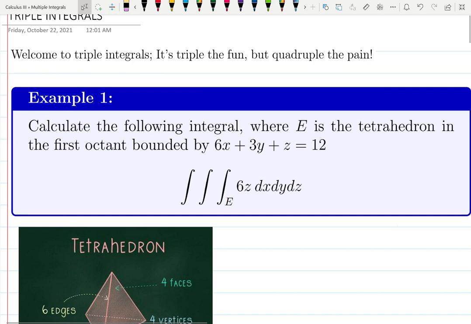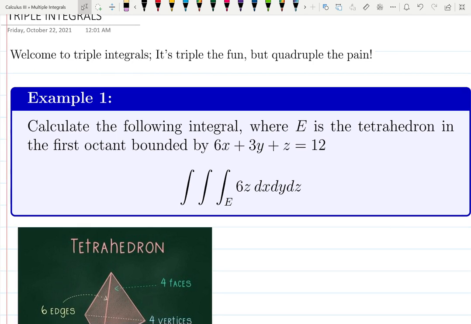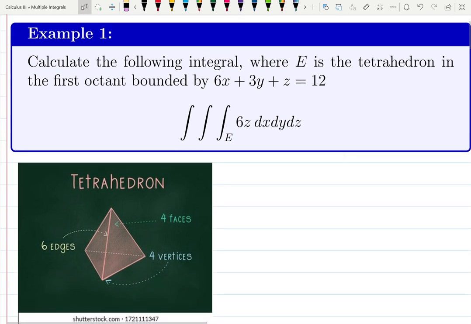So I like the joke, triple the fun but quadruple the pain. That's not my idea, I really like it. Dr. Payam has a very good sense of humor.